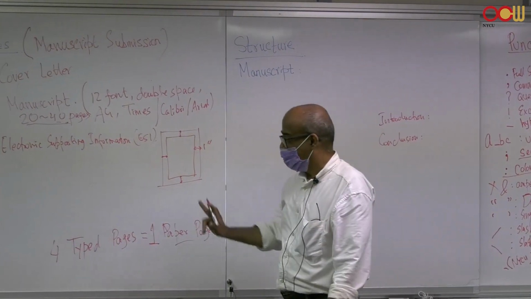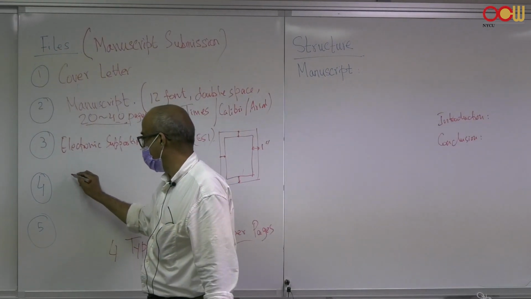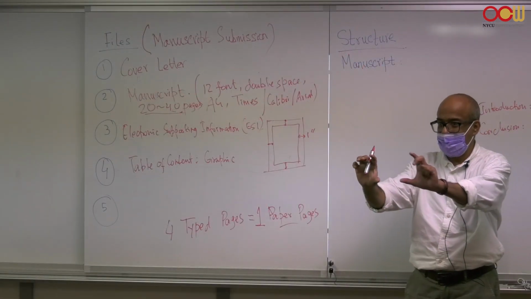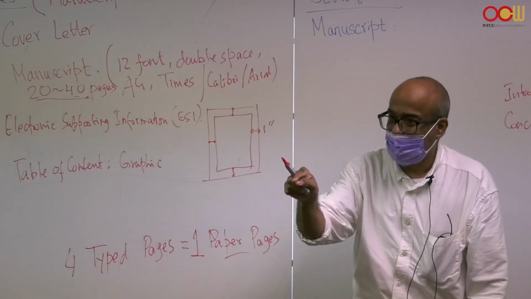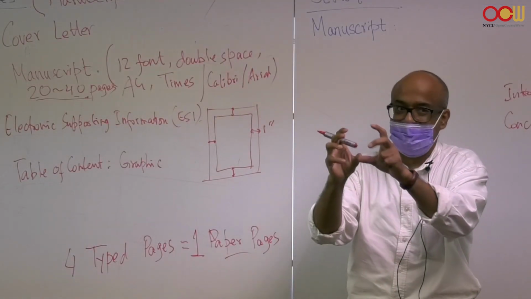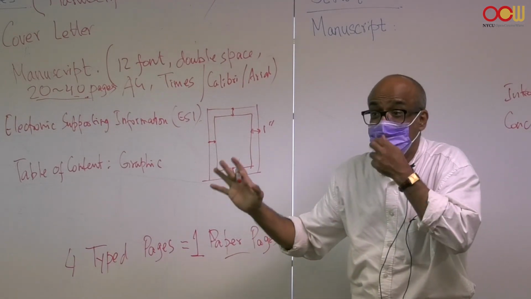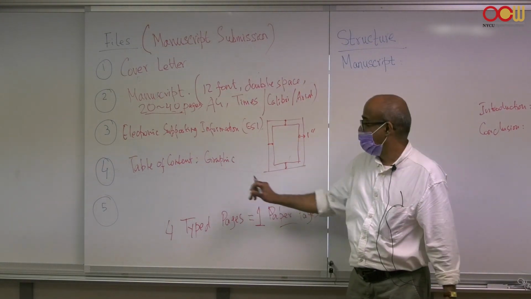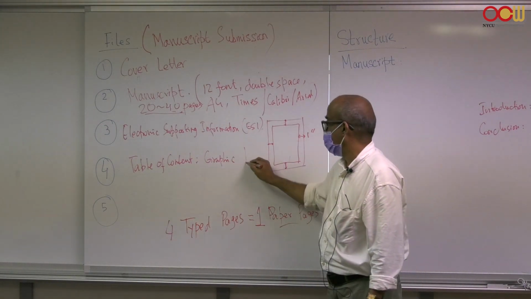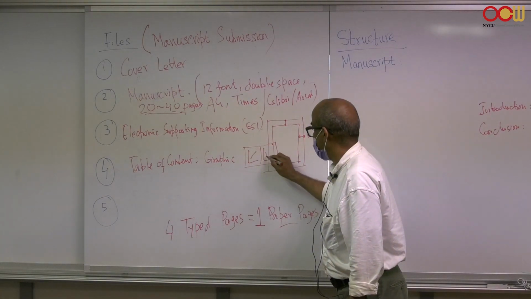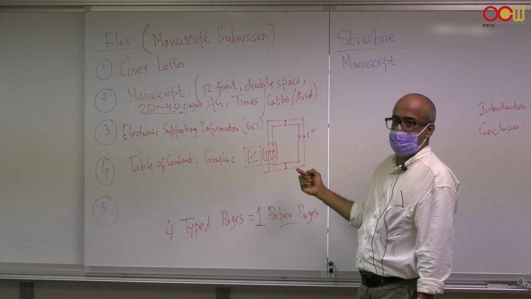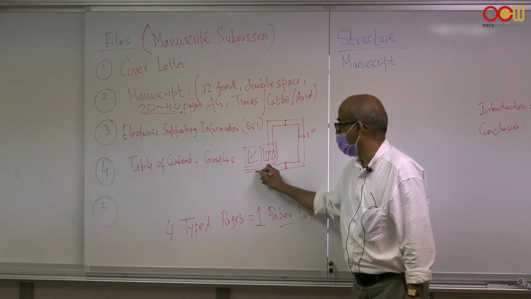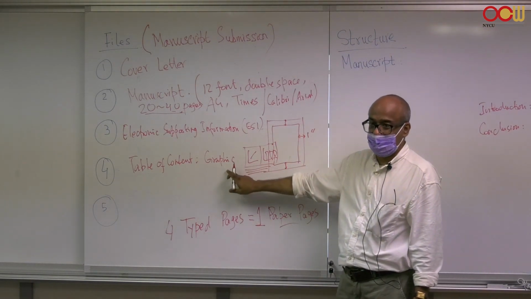Other than these three, there are two more files you will need. One is a table of contents graphic. You need to have a picture. This picture can be real data, a schematic, a table, anything that tells the whole story of the work. It's normally a picture. You can have some data or some bar diagrams. So the table of contents graphic is normally a picture with some writing. You will also need this.